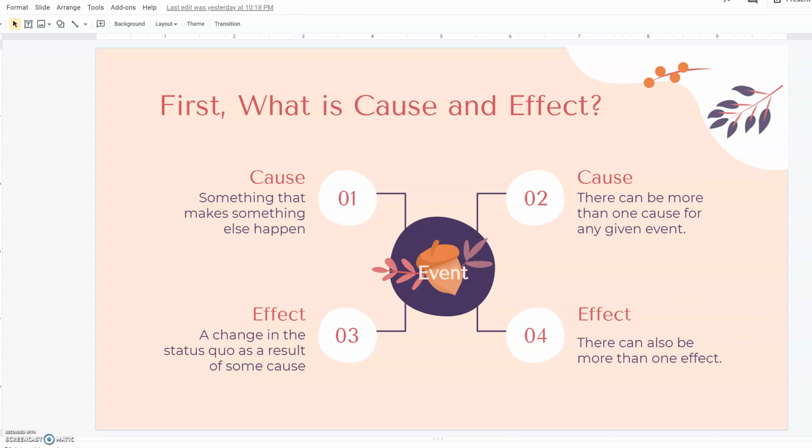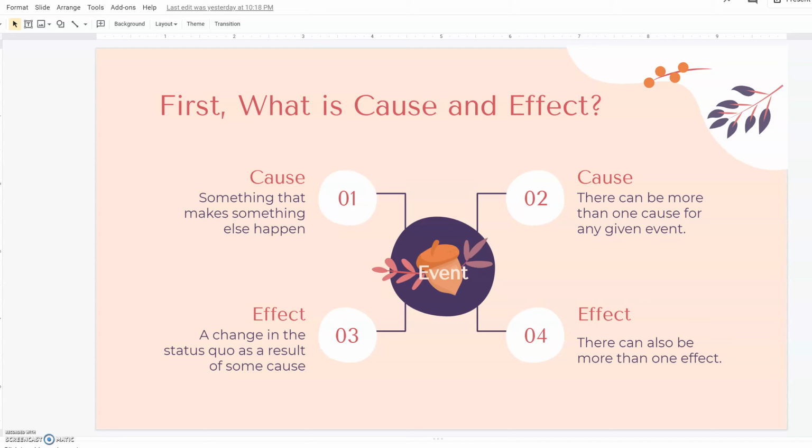So let's say I have a glass of ice water and I set it out in the sun, right? The status quo for that glass of ice water is that there is ice and water in the glass. Now the sun is really hot and it melts the ice, right? So the cause is the sun being really hot. The effect is the ice melting, right? And that is a change to its status quo, okay?